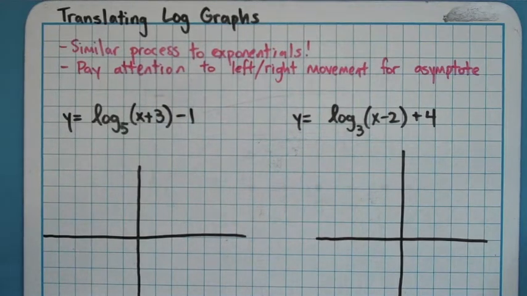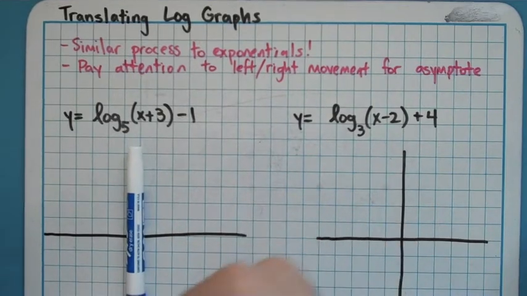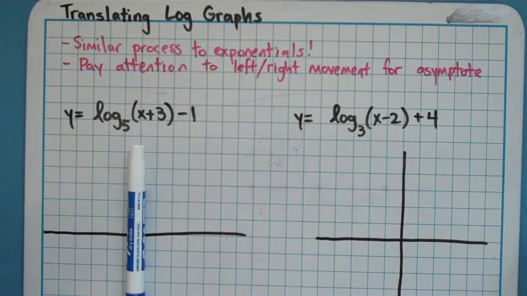Last video, we talked about graphing untranslated log graphs, ones that had not been shifted left, right, up, or down at all. In this video, we're going to discuss what happens when you do decide to translate a log graph. Now remember, log graphs have vertical asymptotes. They're either going to tail off like this, or like this if we have a negative a. But it's going to be along that line right there.